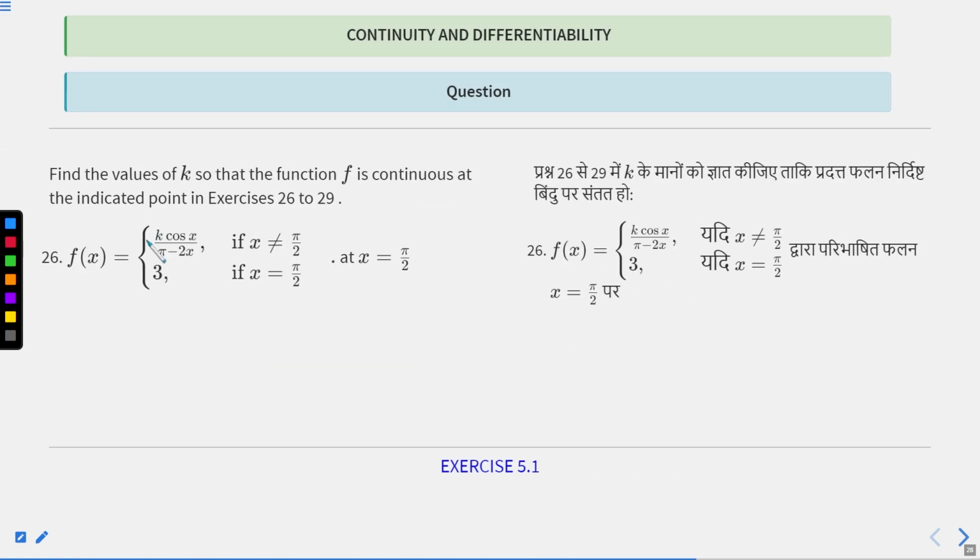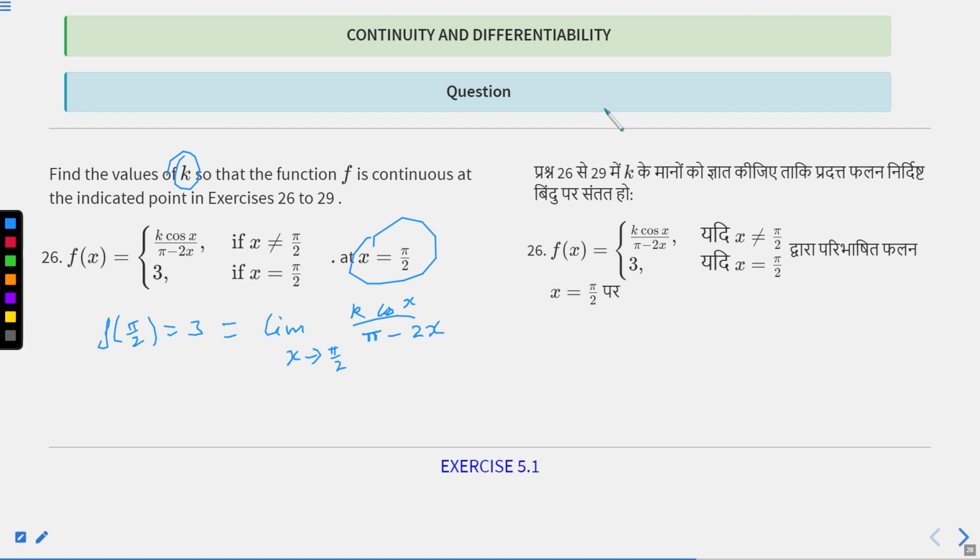Problem 28. So here we have to find the value of k such that f is continuous at the indicated point. It is continuous at pi by 2. So f of pi by 2 will be 3 as it is already given, and the limit will also be the same. The limit as x tends to pi by 2 is also going to be equal to 3. So this means k cos x divided by pi minus 2x.